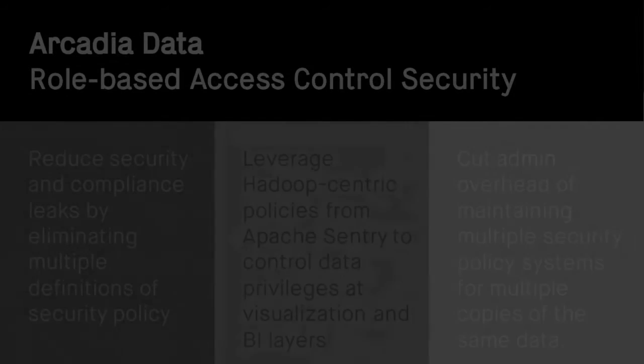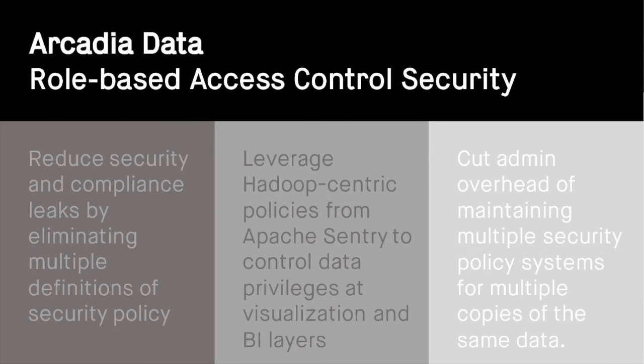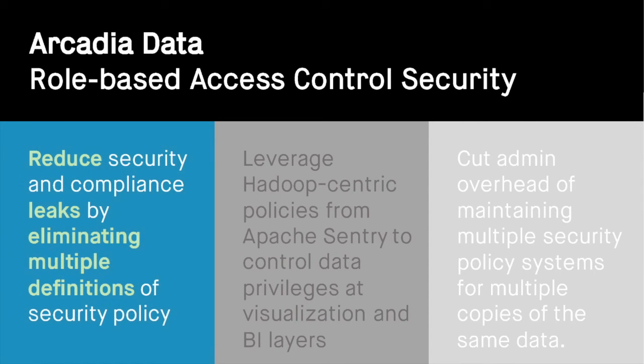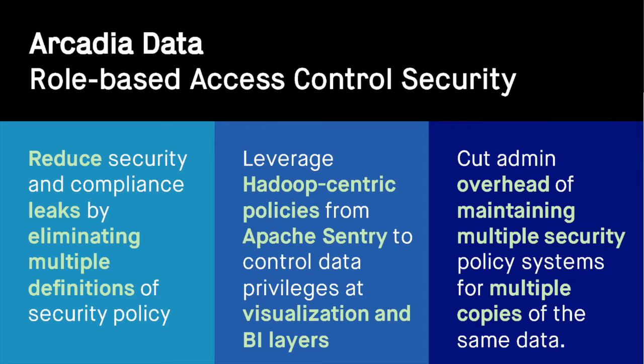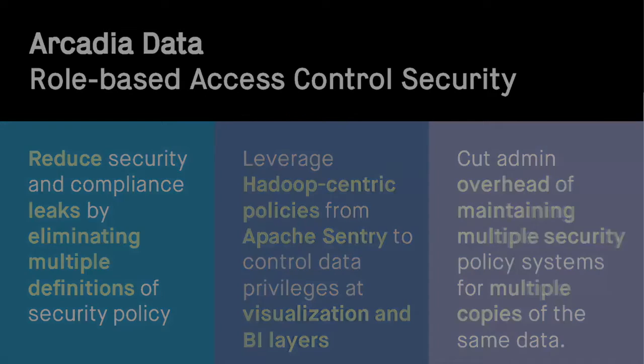So let's finish up with a quick recap. Arcadia's role-based access control uses a Hadoop converged architecture to first reduce security and compliance leaks by eliminating multiple definitions of your security policy. It leverages the Hadoop-centric policies defined with Apache Sentry to control the privileges that you have at the BI and visualization layer. And finally, it reduces the management and admin overhead that you would have if you had to maintain multiple security policy systems for multiple copies of the same data.